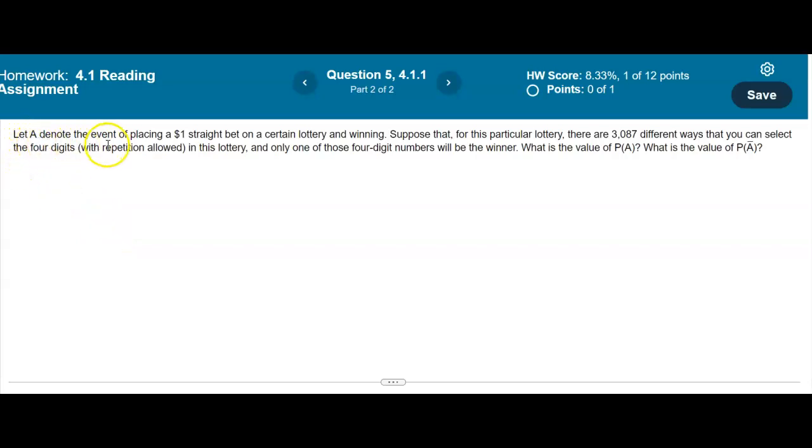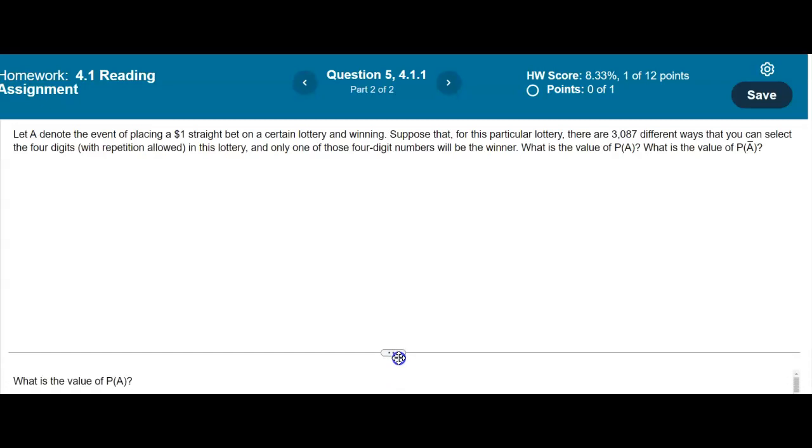Let capital A denote the event of placing a $1 straight bet on a certain lottery and winning. Suppose that for this particular lottery, there are 3,087 different ways that you can select the 4 digits, with repetition allowed in this lottery, and only one of those 4-digit numbers will be the winner. What is the value of the probability of that event? And then what is the probability of the complement of that event? So let's go ahead and take a look at that.